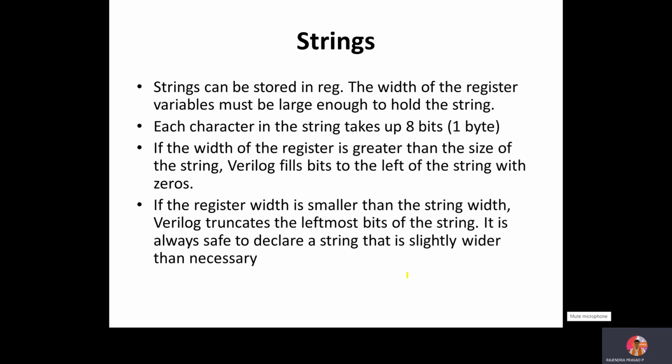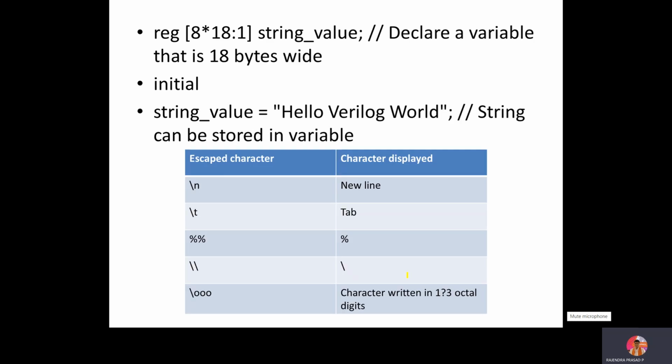Now we have to know how we are going to declare strings in Verilog. Strings can be stored in registers. The width of the register variable must be large enough to hold the string. Each character in a string takes up 8 bits, which is 1 byte. If the width of the register is greater than the size of the string, Verilog fills bits to the left of the string with zeros. If the register width is smaller than the string width, Verilog truncates the leftmost bits of the string. It is always safe to declare a string that is slightly wider than necessary.